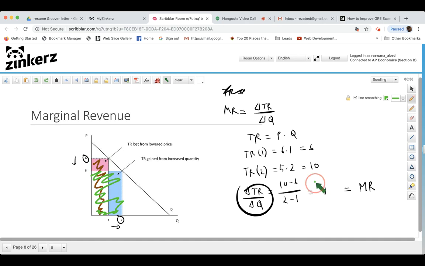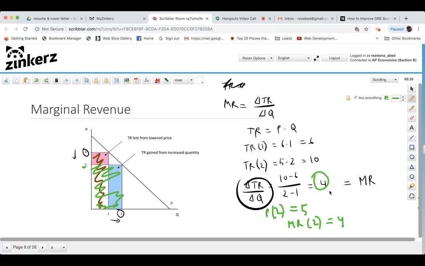So the marginal revenue was 4, but then the price was 5. Okay. So the 2 units, I sold them at the price of 5, but then my marginal revenue was 4. So it's not that you're not making any money, but the additional unit that you sell brings you less money than what you sold it for.